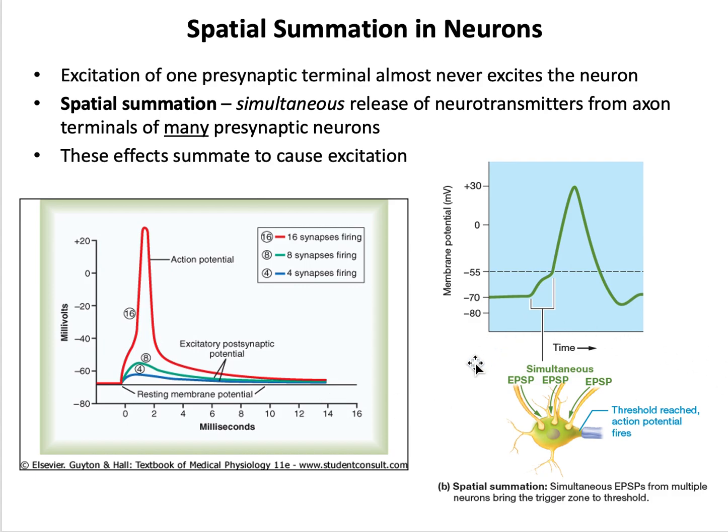This very easily could be all IPSPs, and we could be summing multiple IPSPs at the same time. And then that just means that the postsynaptic membrane would be greatly inhibited, and it would be far less likely that an action potential gets sent. So the same thing can happen with IPSPs.